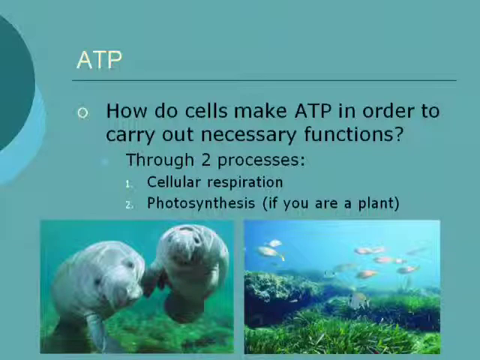How do cells make ATP in order to carry out necessary function? Through 2 processes. We have cellular respiration, and then we have photosynthesis. If you don't have a chloroplast, you are not going to carry out photosynthesis. However, we are animals, we consume our food, therefore we do carry out cellular respiration. So if you have chloroplast and you carry out photosynthesis, such as green algae or plants, then you will have to do both photosynthesis and cellular respiration. But since we eat our food and we don't make our food, we only have to do the cellular respiration.